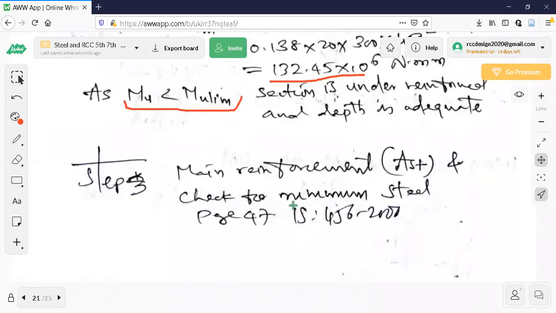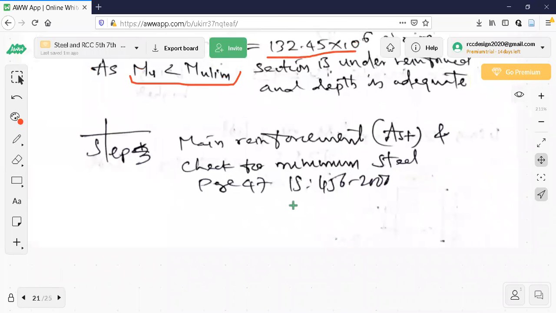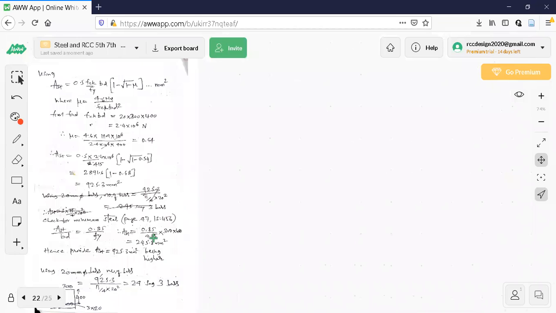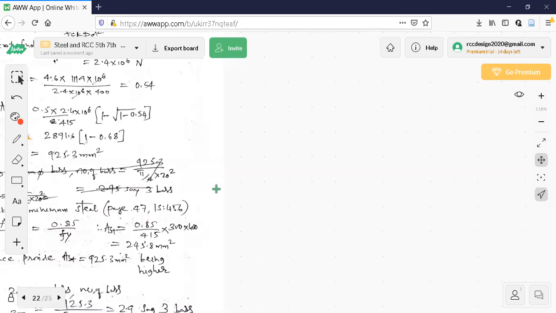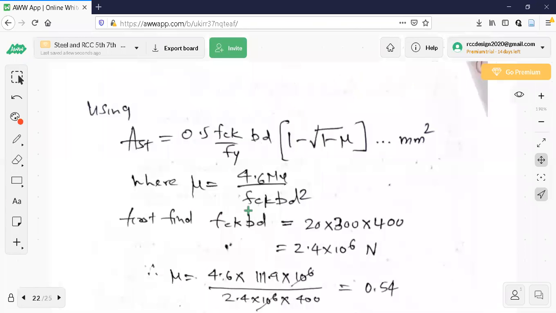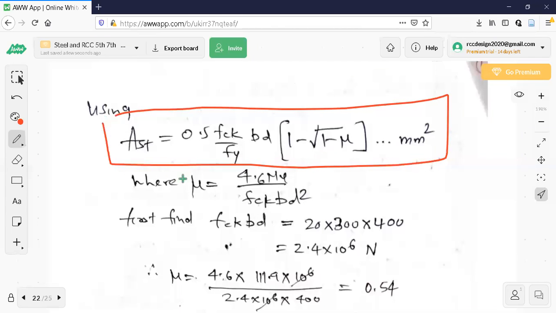Step number 3, main reinforcement AST and check for minimum steel. Page number 47 of IS 456. How to find AST? Observe this. Now I have to calculate the AST value. You can see how I have done here: I am going to use this formula. There are 2-3 formulas you can use. This one will be used regularly. Somehow you have to remember this. See this. This is the formula I am going to use for calculation of AST.